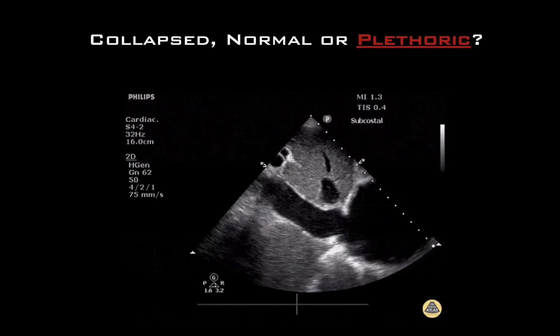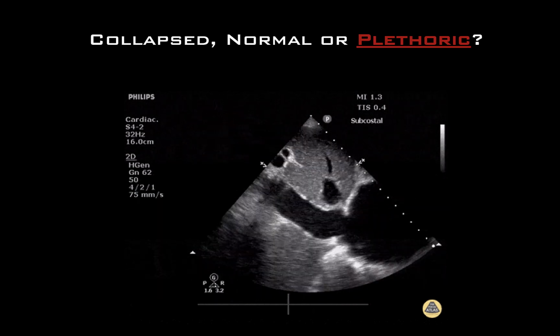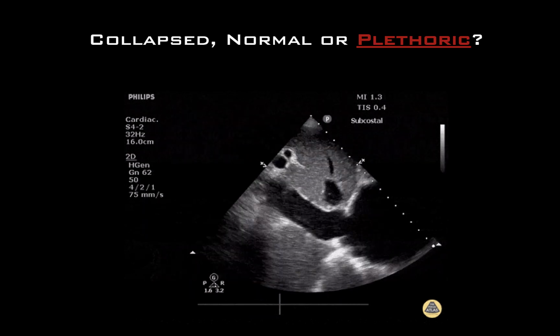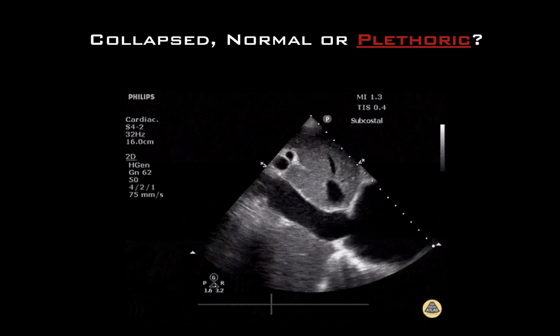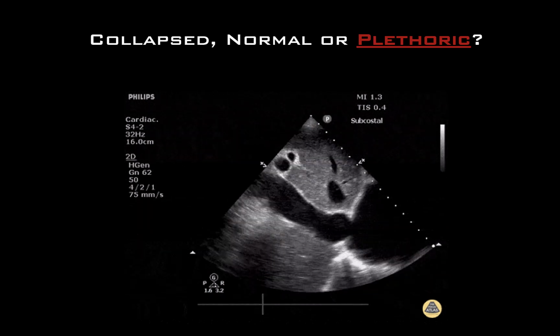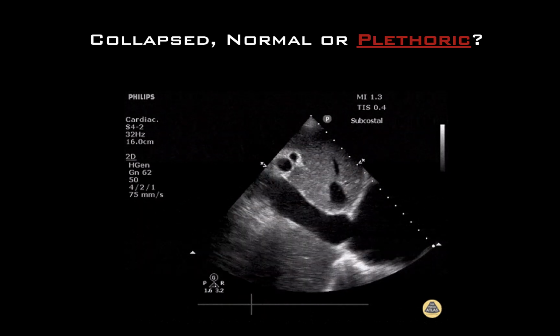Some words of caution with regards to the plethoric IVC. A plethoric IVC does not imply that the patient will not respond to fluid. An example of this will include a pericardial effusion or pulmonary hypertension, which are pathologies that may be preload dependent.